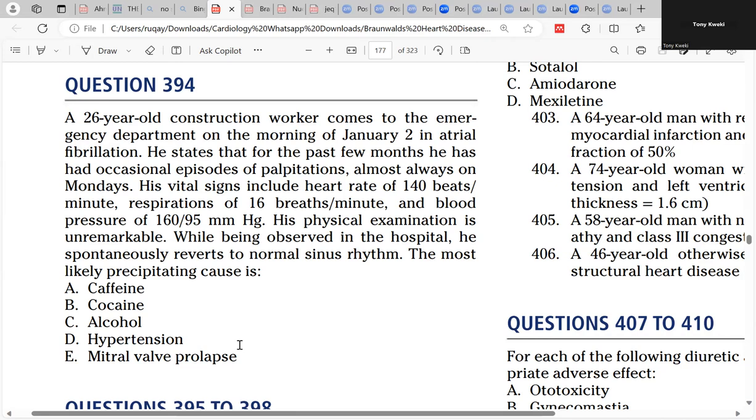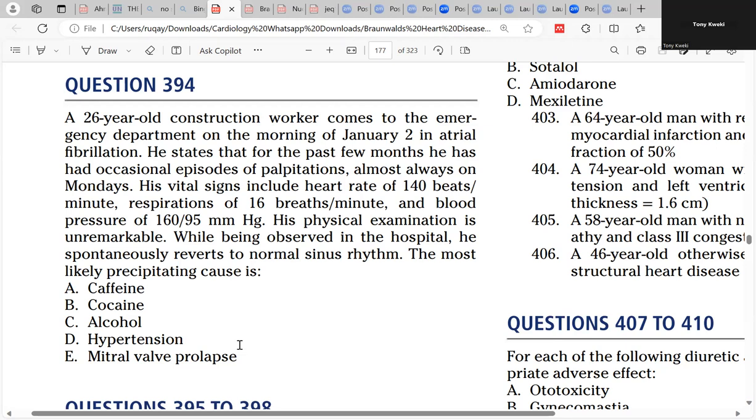All right, 394 says a 26-year-old construction worker comes to the emergency department on the morning of January 2nd. He states that for the past few months, he has had occasional episodes of palpitations, almost always on Mondays. His vital signs include heart rate of 140 beats per minute, respiration of 16 breaths per minute, and blood pressure of 160/95. His physical examination is unremarkable. While being observed in the hospital, he spontaneously reverts to normal sinus rhythm. The most likely precipitating cause is A, caffeine, B, cocaine, C, alcohol, D, hypertension, and E, mitral valve prolapse.